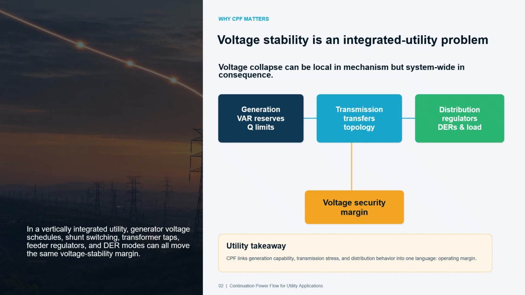Voltage stability is an integrated utility problem. A voltage issue may begin locally, but the consequences can spread across the system. Generator VAR reserves, transmission transfers, topology, feeder regulators, DER behavior, and load composition can all affect the same voltage security margin. CPF is useful because it gives the different parts of the utility a common language, which is how much operating margin remains before the system reaches a voltage limit.